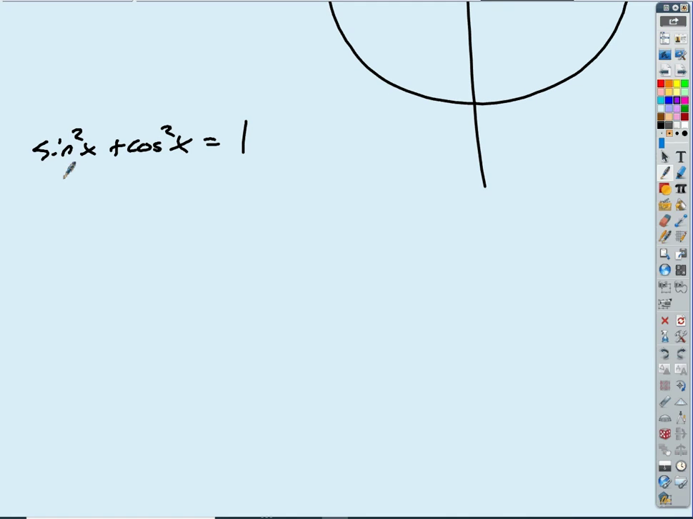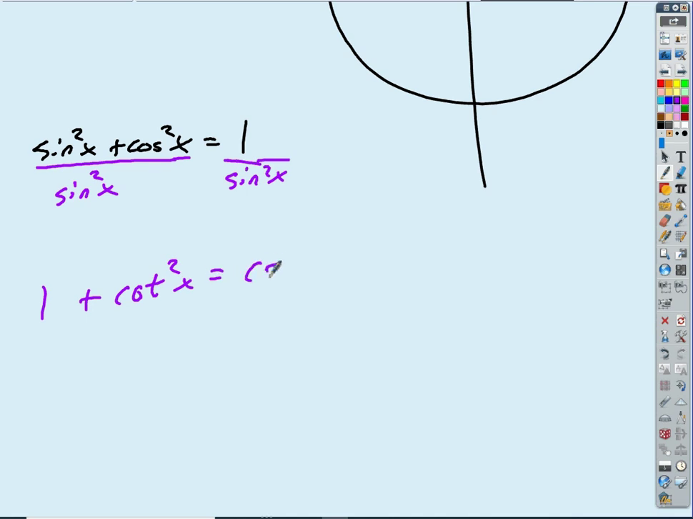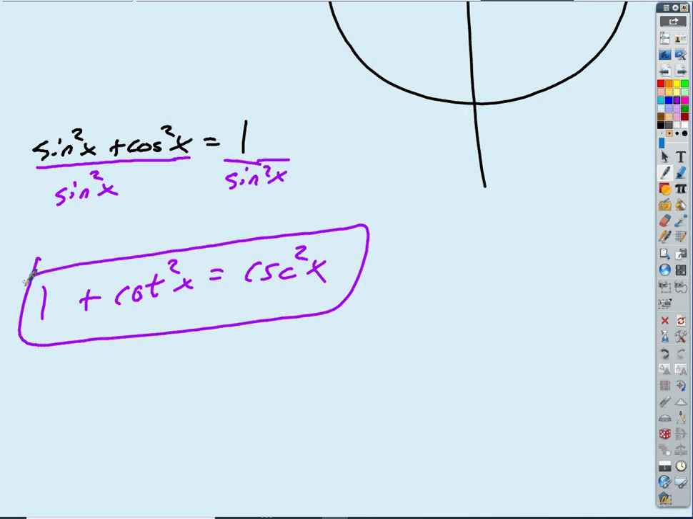Okay, if I want to come up with cosecants and cotangents, then I'll divide through by sine squared. Right, and then I'm going to get 1 plus cotangent squared, right? Cosine over sine equals cosecant squared x. Okay, so now you can slice and dice that thing however you want in order to come up with these relationships.